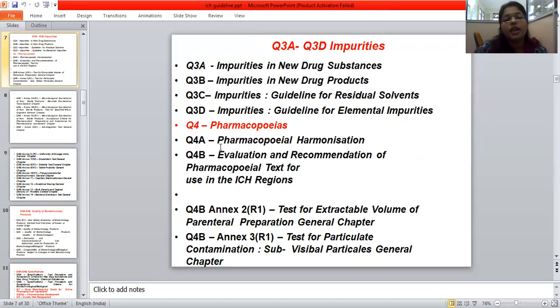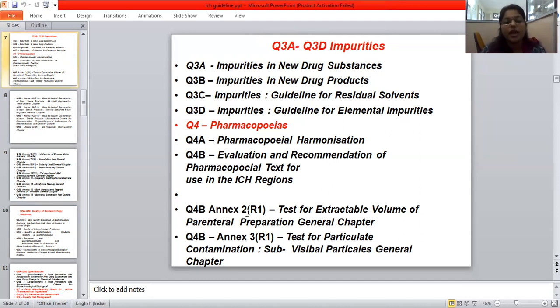For pharmacopoeial harmonization, we can refer to the Q4 guideline, including Q4A and Q4B, the guideline for the evaluation and recommendation of pharmacopoeial texts for use in the ICH region. So for whatever region we have, the text for the evaluation and recommendation of pharmacopoeial text is given in the pharmacopoeia guideline.